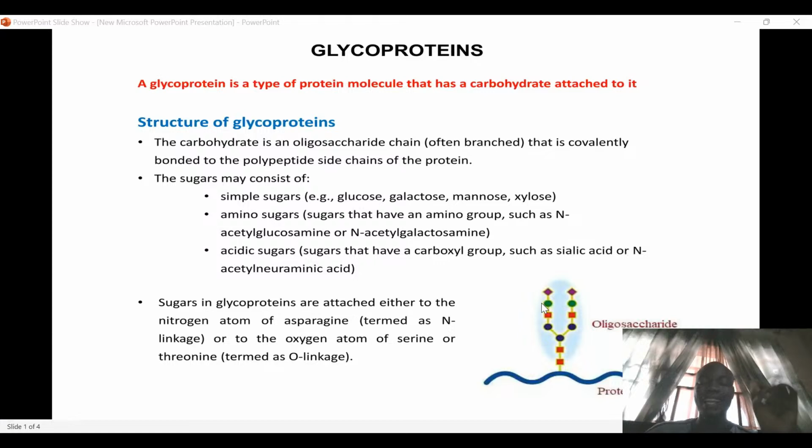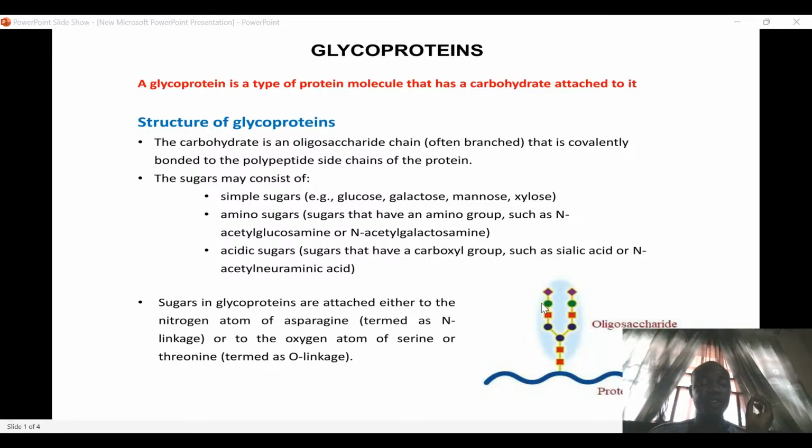glycoproteins. So what is a glycoprotein? A glycoprotein is a type of protein molecule that has a carbohydrate attached to it. When you have carbohydrates attached to a protein, that conjugate is called a glycoprotein. So we have a structure of glycoproteins.